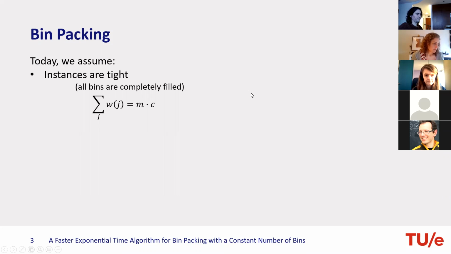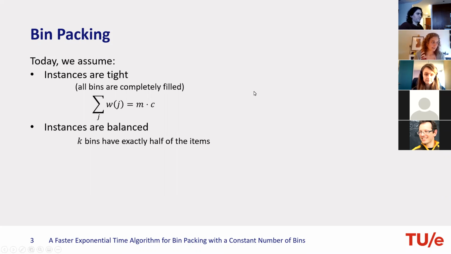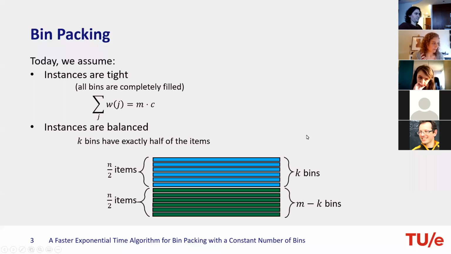The second assumption is that the instances are balanced. With that, I mean that k bins have exactly half of the items. So for example, if this is the solution, then if I look at the first k bins, they should have exactly half of the items, and the rest of the items should be in the rest of the bins. That's an assumption that we will use heavily during one of the algorithms.